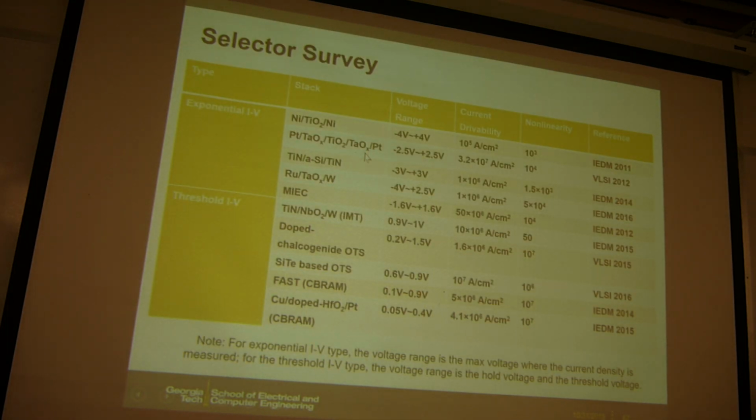Okay, so I put together a survey of those selectors in terms of the characteristics. I will not go into the details, and this is more for research. I don't require you to understand all of them in this class. What is important in this lecture is the crossbar array operation, and the V over 2, V over 3 schemes, because you will see that in your homework.